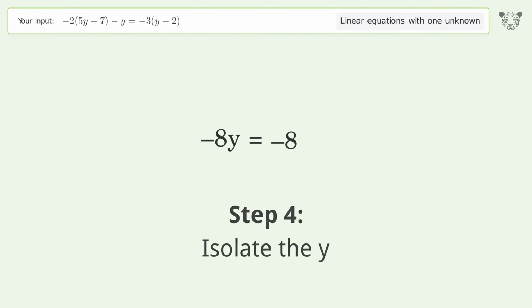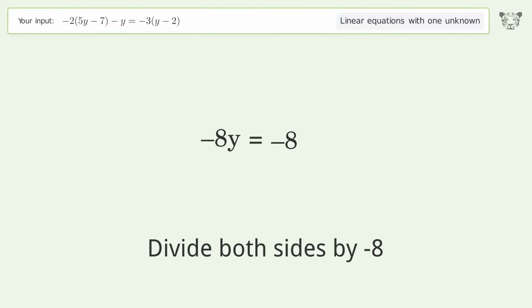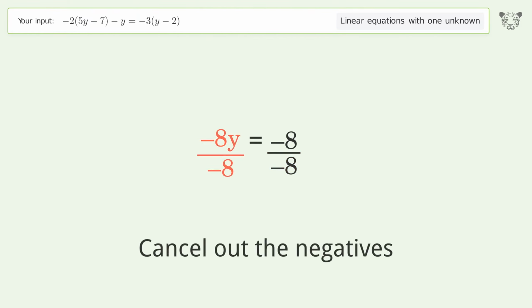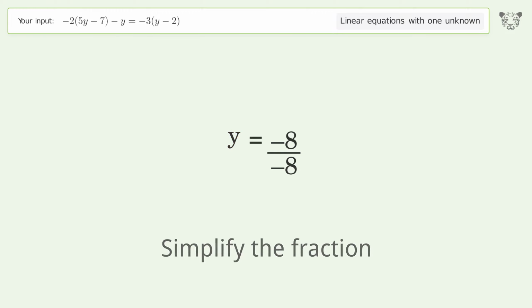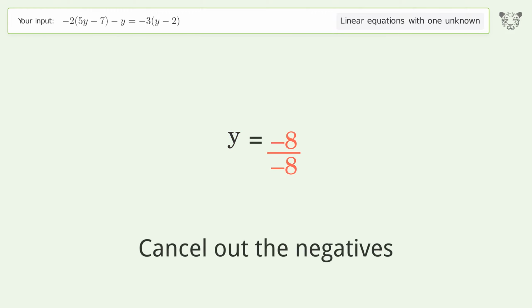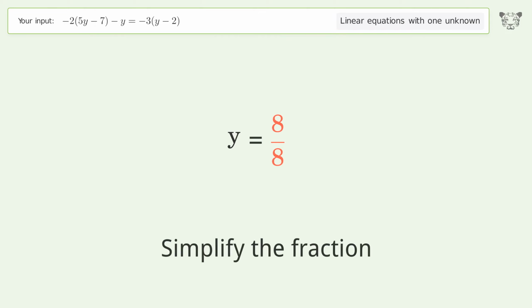Isolate the y. Divide both sides by -8. Cancel out the negatives. Simplify the fraction. Cancel out the negatives. Simplify the fraction.